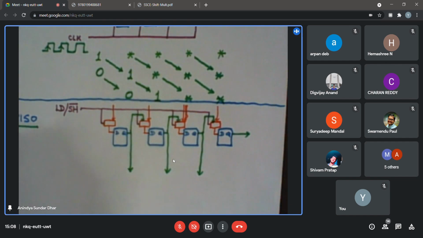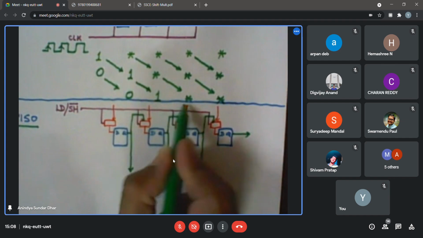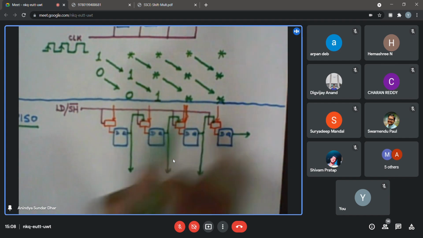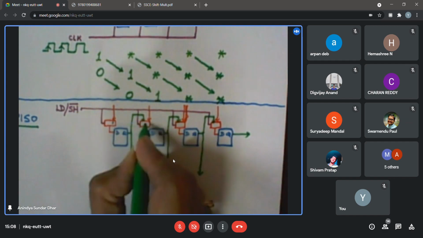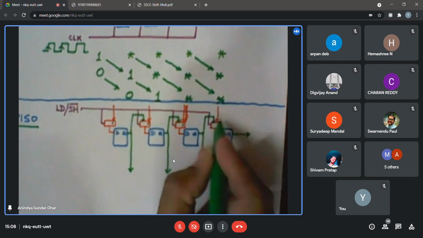So when it is high, at that time it will be loading, right? Yes. At the other time it will be shifting. So it should load in parallel from outside. Whatever red lines I am drawing, these will be the outside 4-bit lines. Maybe if I write 1 and 0, it will not be visible. But anyway, that is connected to port 1.